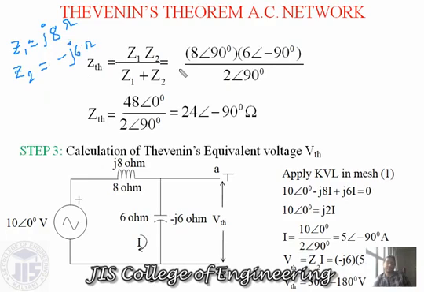For these types of calculations, it is much easier if we convert any component from rectangular coordinates to polar coordinates, because then multiplication and division operations become very easy. That's why we have changed the values of Z1 and Z2 from rectangular coordinates to polar coordinates.